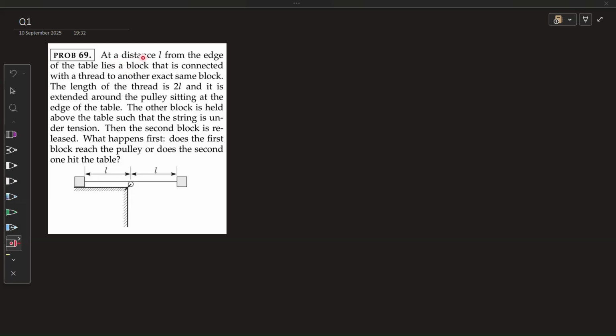The first question is: at a distance L from the edge of the table lies a block that is connected with a thread to another exact same block. The length of the thread is L and it is extended around the pulley sitting at the edge of the table. The other block is held above the table such that the string is under tension. Then the second block is released. What happens first? Does the first block reach the pulley or does the second one hit the table?